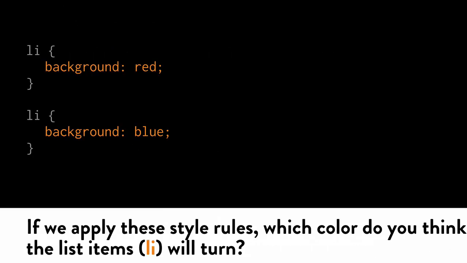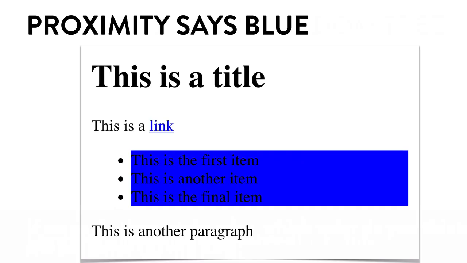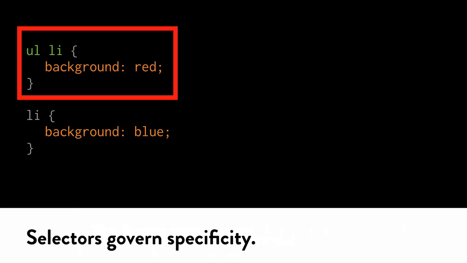If we applied these style rules to the page, li background red, li background blue, what color will the list items turn? Blue. We saw that earlier. Blue would trump red.